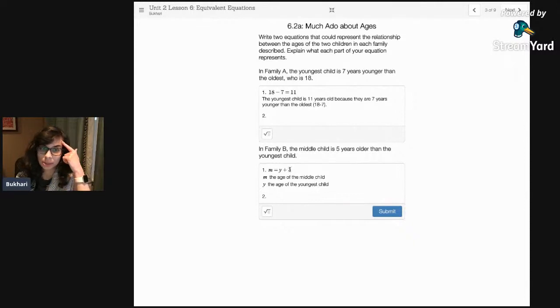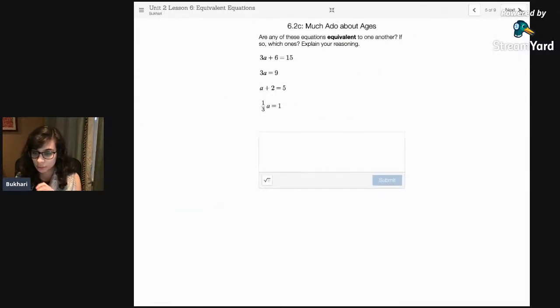Think about some of the operations we were doing. We always want to keep things in balance. Equivalent equations have exactly the same solutions, or exactly the same values that make the equation true, but they may look different. When you see something like this, are all these equations equivalent to each other? You want to describe which ones are, making sure you explain why.